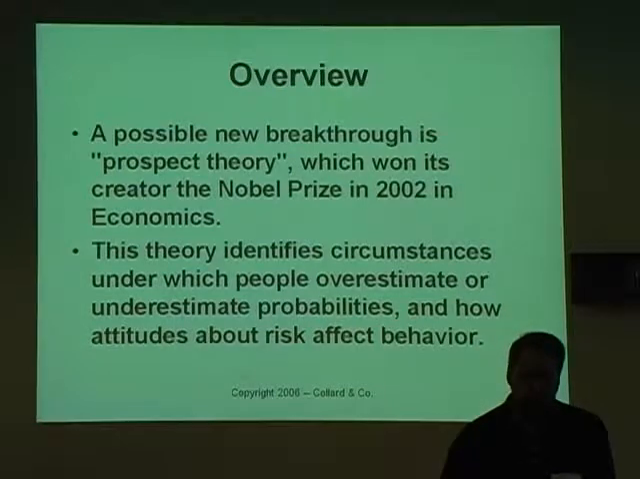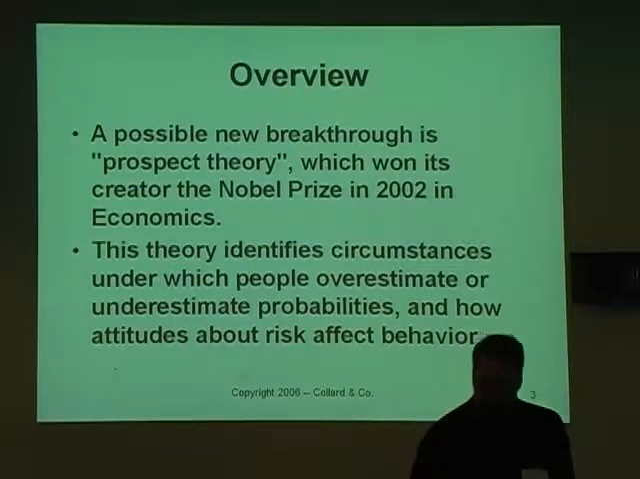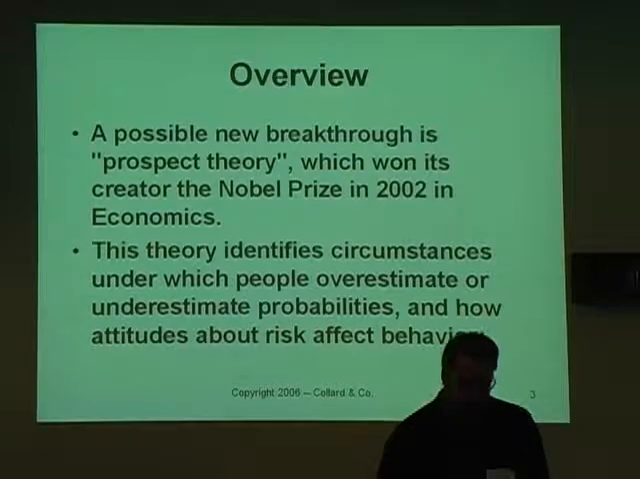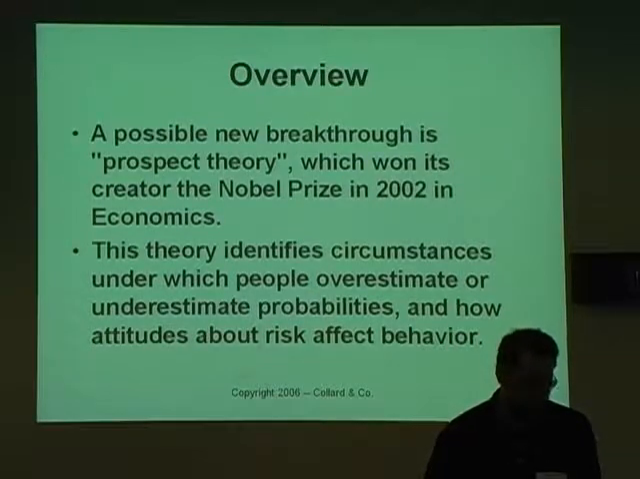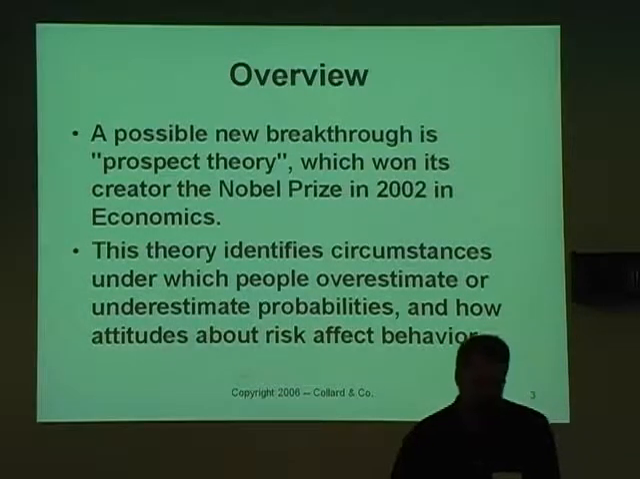So this theory, as you can see on the overhead, is a more enlightened way of understanding risks and probabilities. And we've identified some ways, which we'll get into later on, of how people underestimate some kinds of probabilities and risks and overestimate others, and we use that to improve our risk assessment.